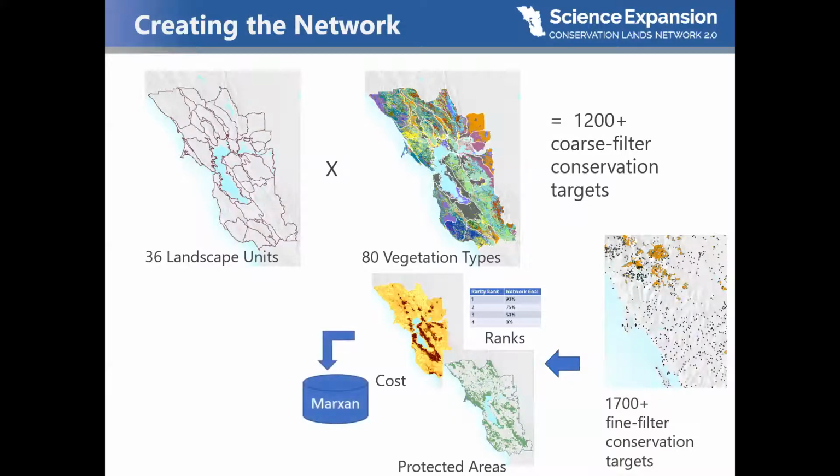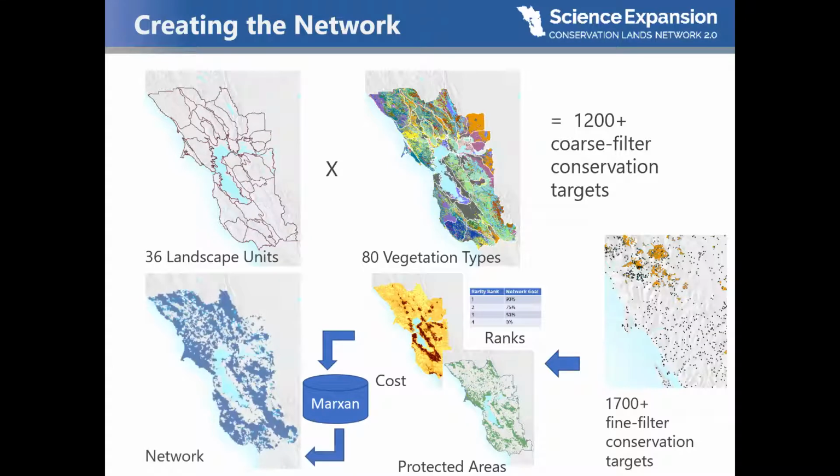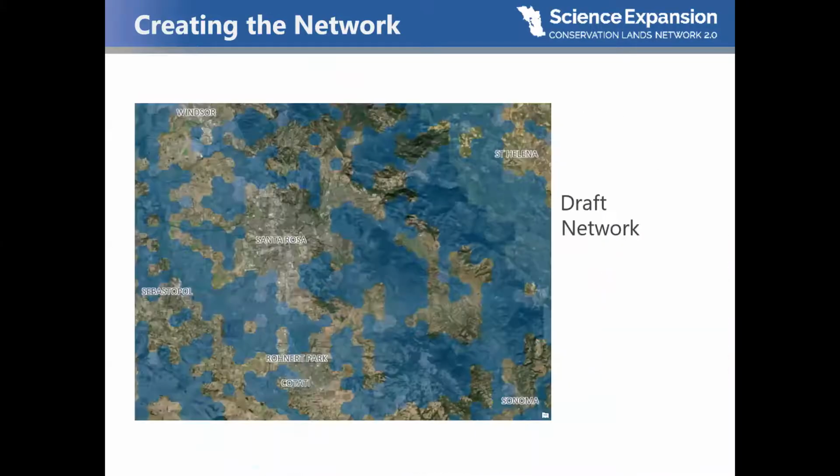And those all go into a time-tested software package called Marxan that goes and finds, over millions and millions of iterations, the network that achieves all of our goals, the 90, 75, and 50, and is in the most efficient, compact design possible, or almost possible. We get to a near optimized network, and so that's how we do it.